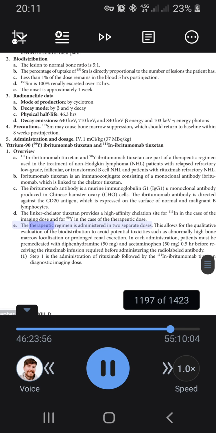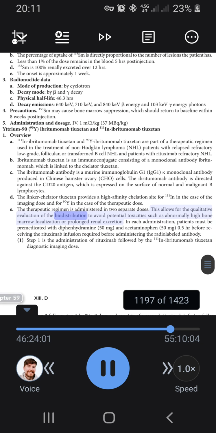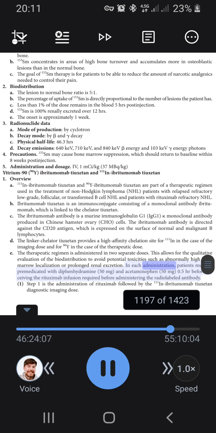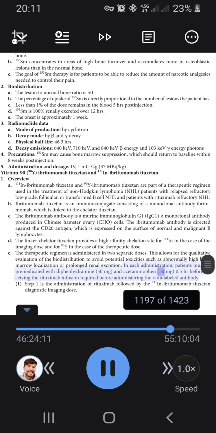E. The therapeutic regimen is administered in 2 separate doses. This allows for the qualitative evaluation of the biodistribution to avoid potential toxicities such as abnormally high bone marrow localization or prolonged renal excretion. In each administration, patients must be premedicated with diphenhydramine 50 mg and acetaminophen 650 mg 0.5 hours before receiving the rituximab infusion required before administering the radiolabeled antibody.